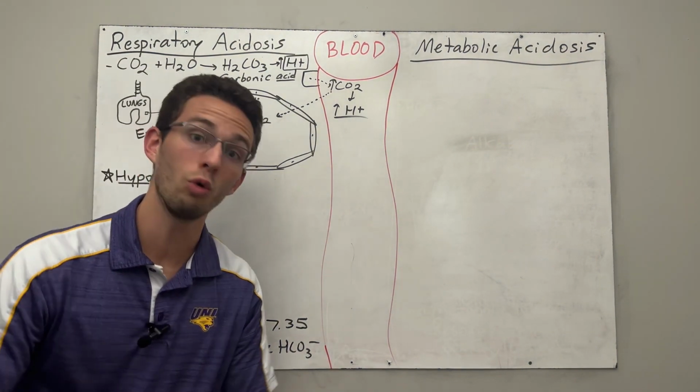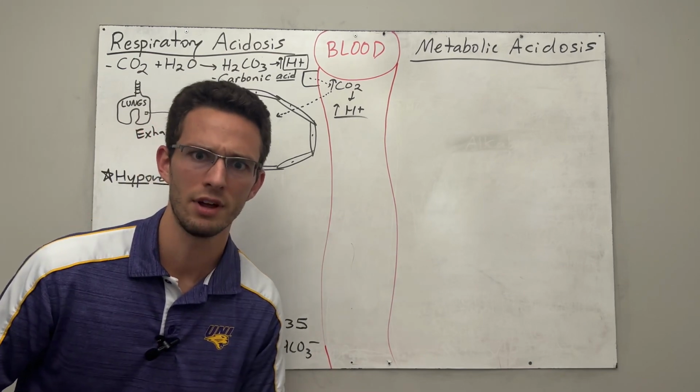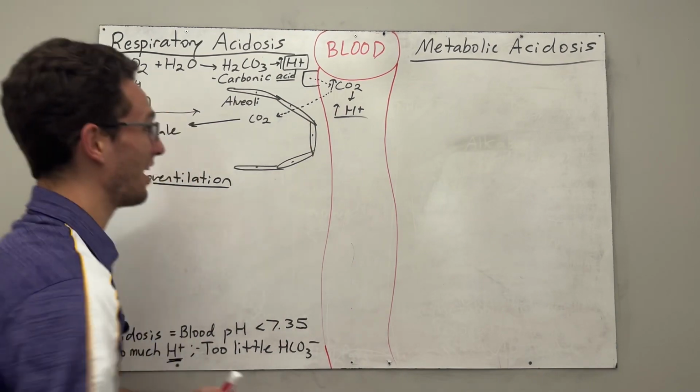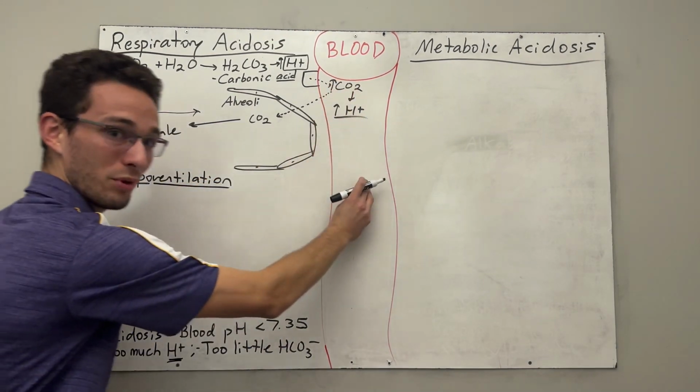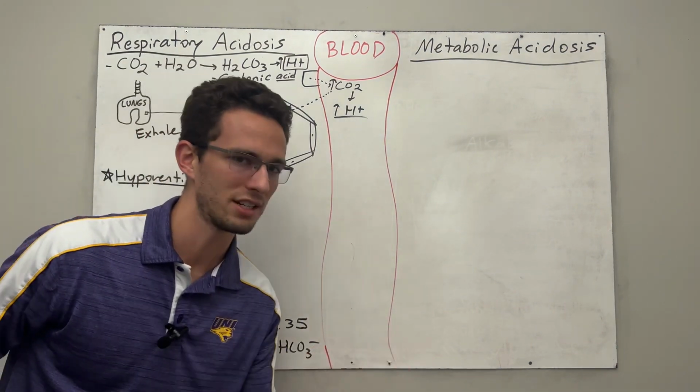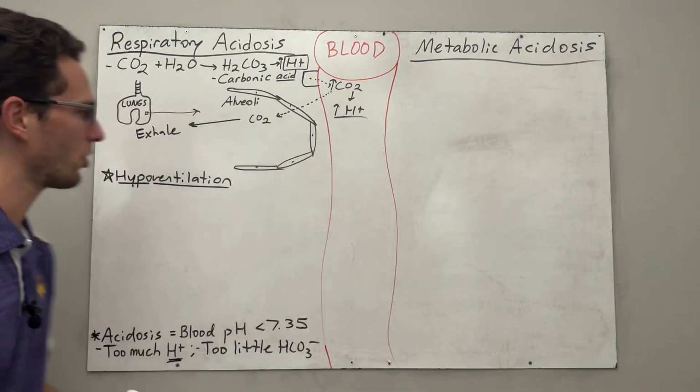So we have a low respiratory rate. We're not breathing enough. And if we're not breathing enough, we're not exhaling enough. If we're not exhaling enough, we're keeping CO2 and hydrogen ions in the blood. That makes it acidic. So what could cause us to hypoventilate? A couple different conditions that you may have heard of before.